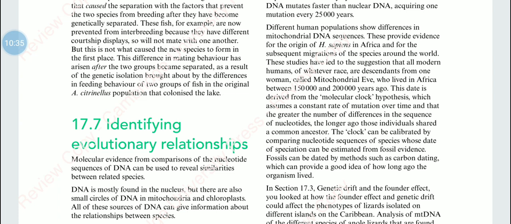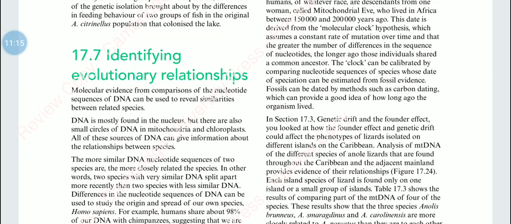By studying the DNA sequences, we can develop a clock known as the molecular clock. Using the molecular clock hypothesis, which gives proof that all humanity are descendants of a single woman called mitochondrial Eve, who lived in Africa about 150 to 200,000 years ago.